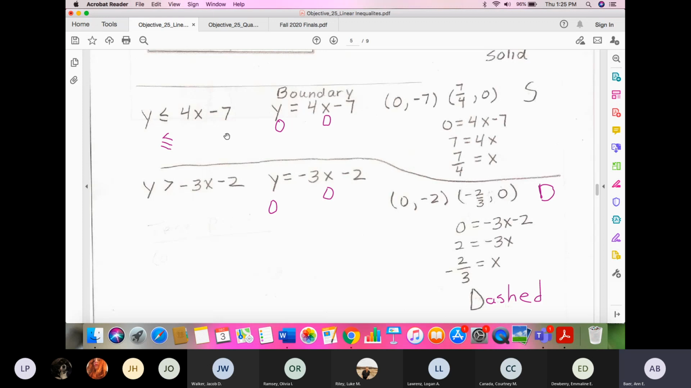So let's take a look at our first boundary. Let's find the equation for the boundary, and let's find 2 ordered pairs associated with points on the boundary, and let's determine whether we're talking about solid or dashed. So our first inequality, we're going to take out the inequality symbol and replace it by an equal sign to get the equation of the boundary. So that would give us y equals 4x minus 7.